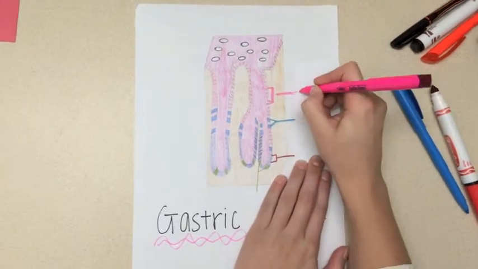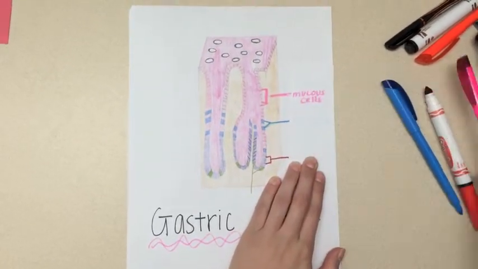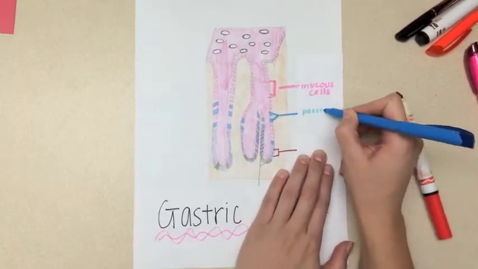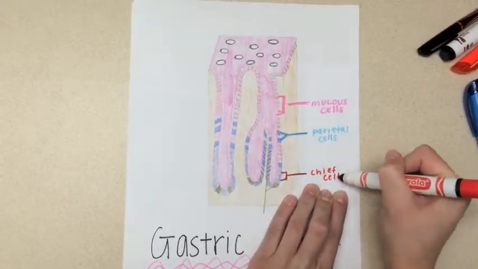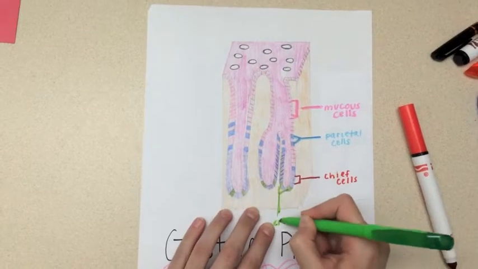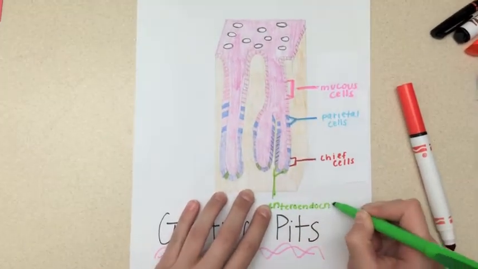The secretions of the stomach are released into the lumen via gastric pits. These pits contain mucus cells, parietal cells, chief cells, and enteroendocrine cells.